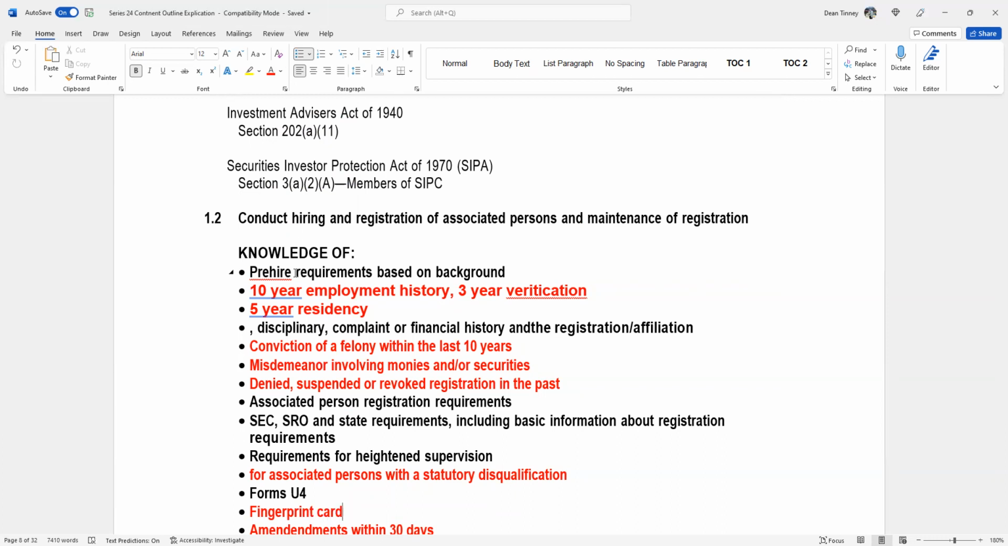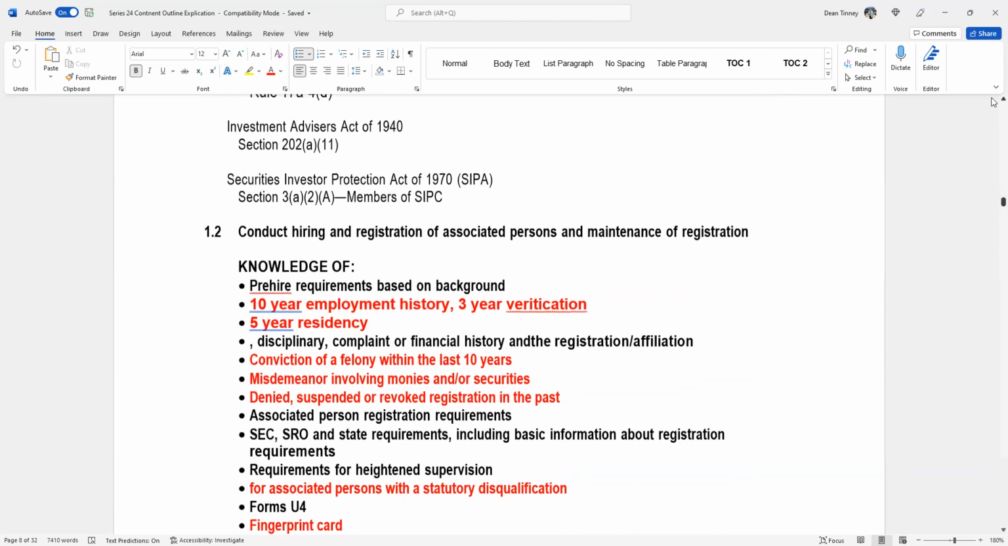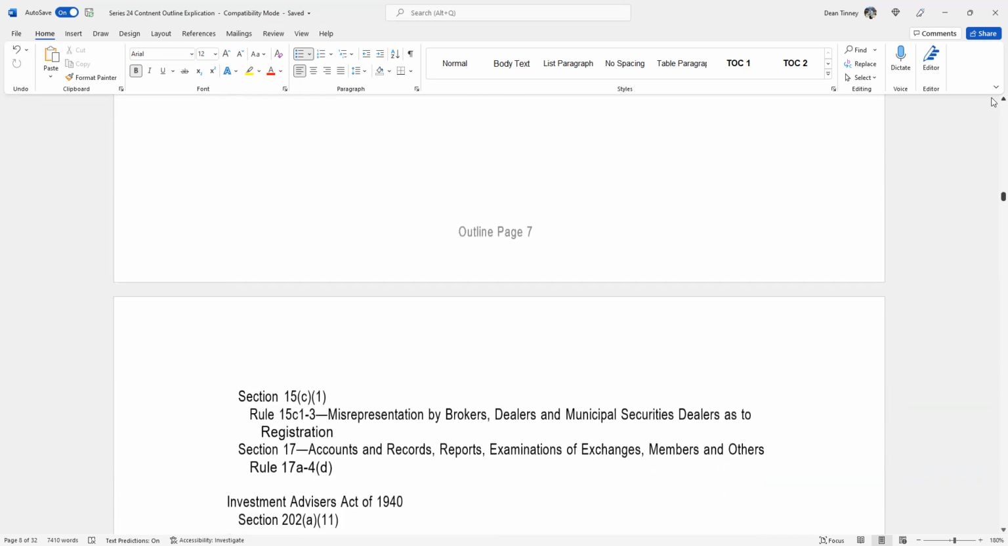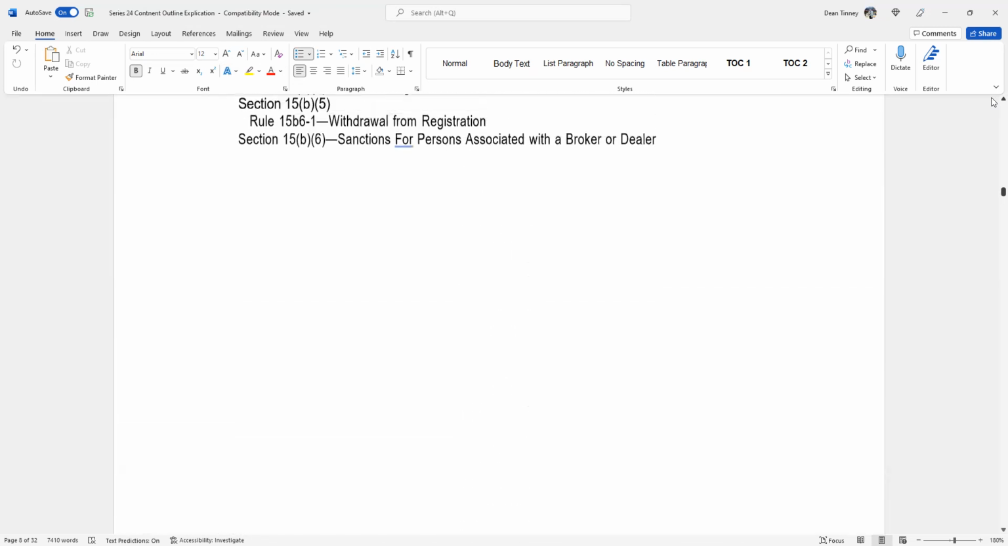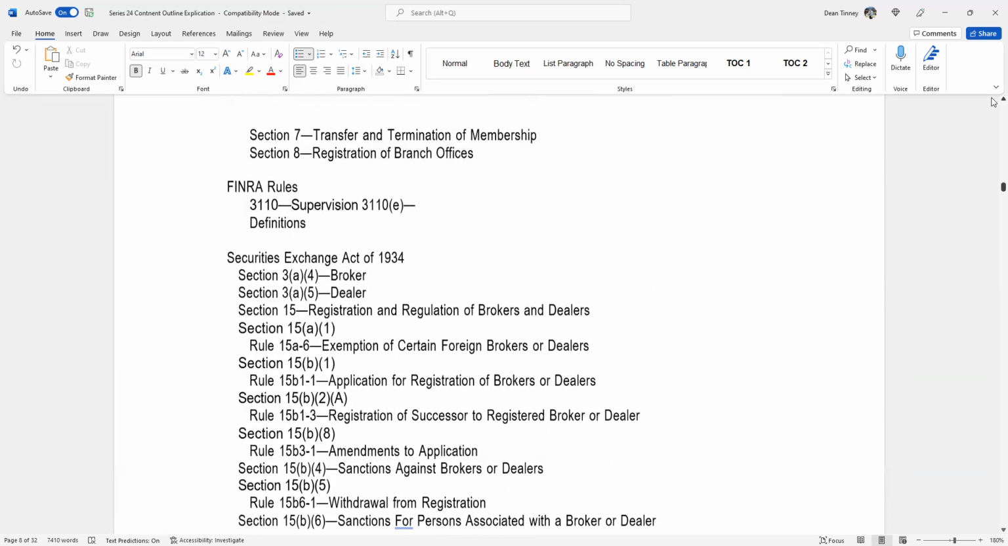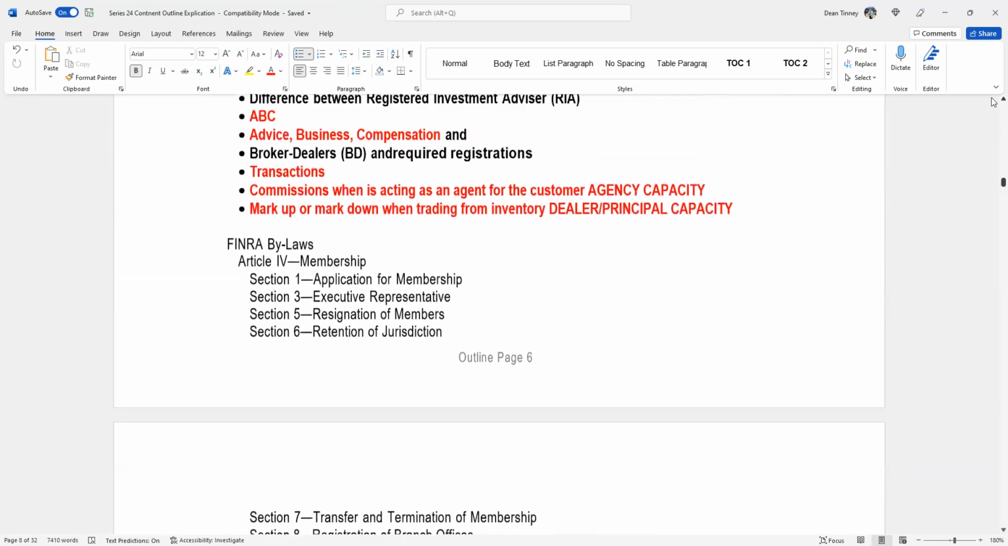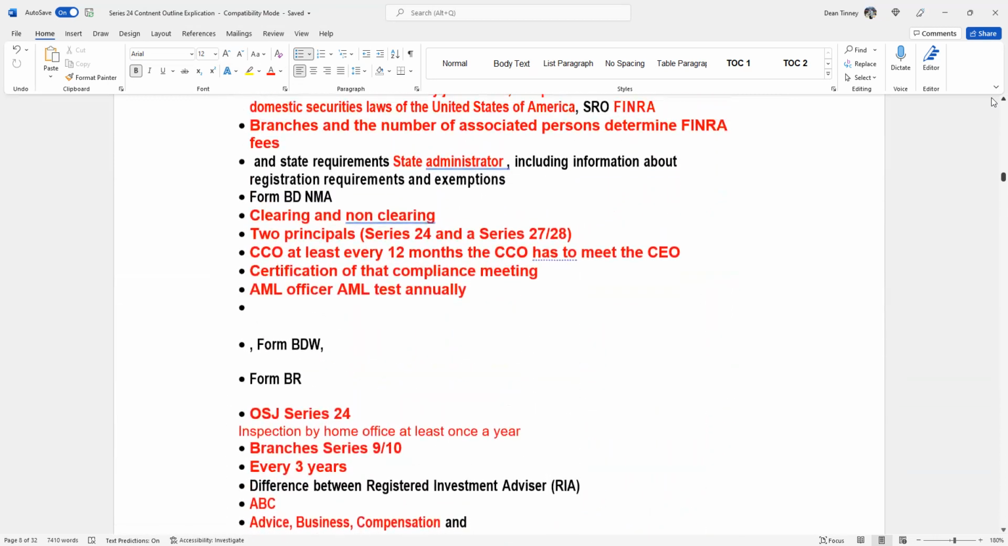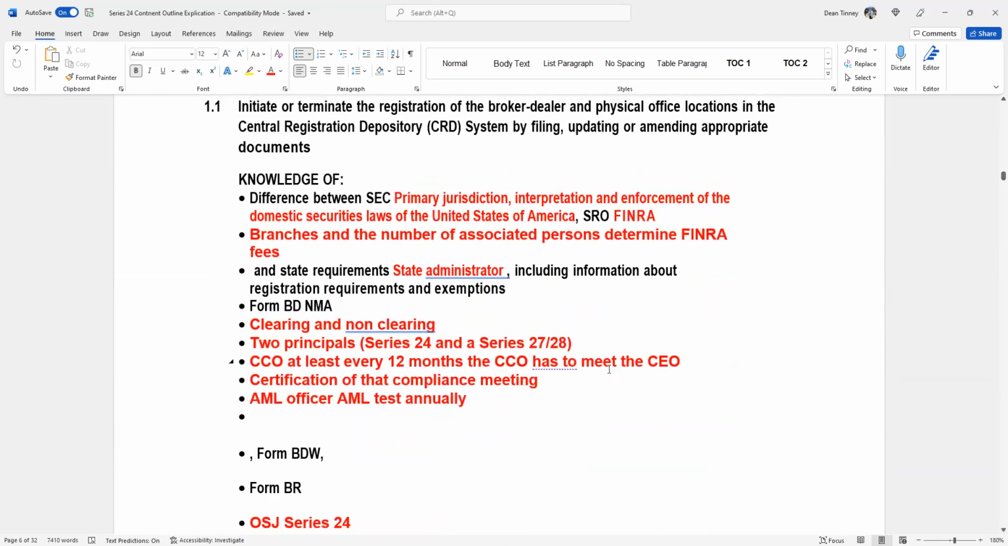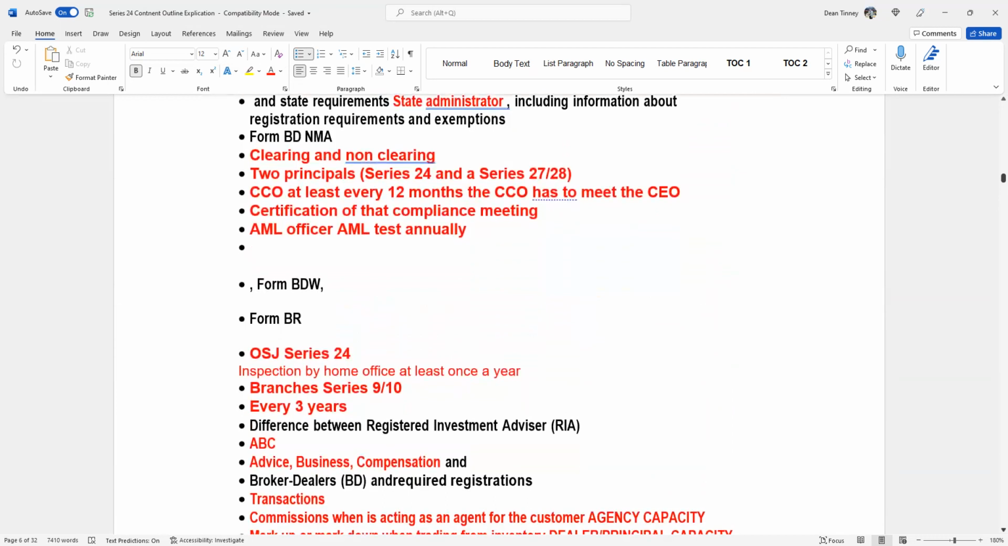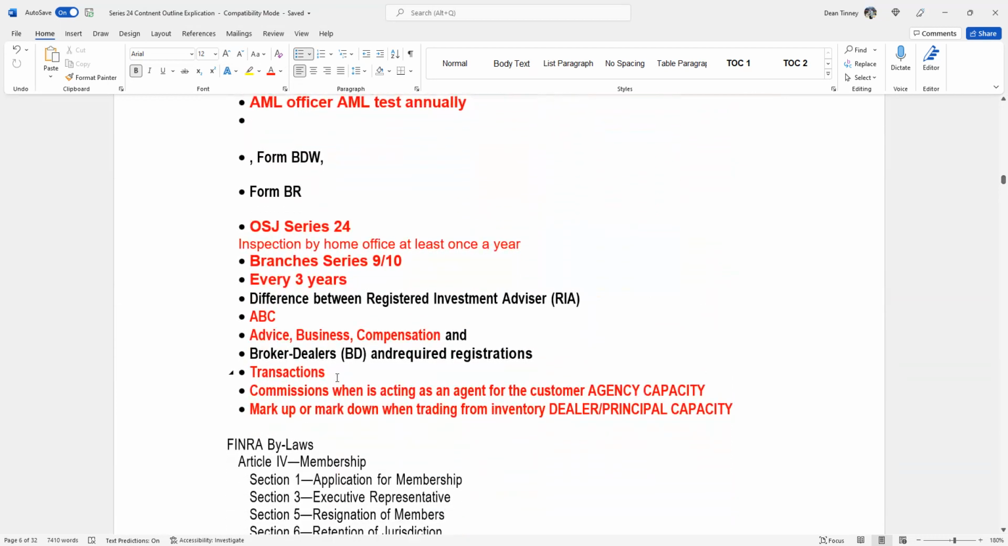Let's see. I think that's pretty much it. Oh, one more big one. I can't believe I almost forgot this one. Let's go back to our membership interview. So you're going to become a member firm. That's what you're called at FINRA, a member firm. Let's see where a good place to put this is. Let's put it here with the broker dealers.